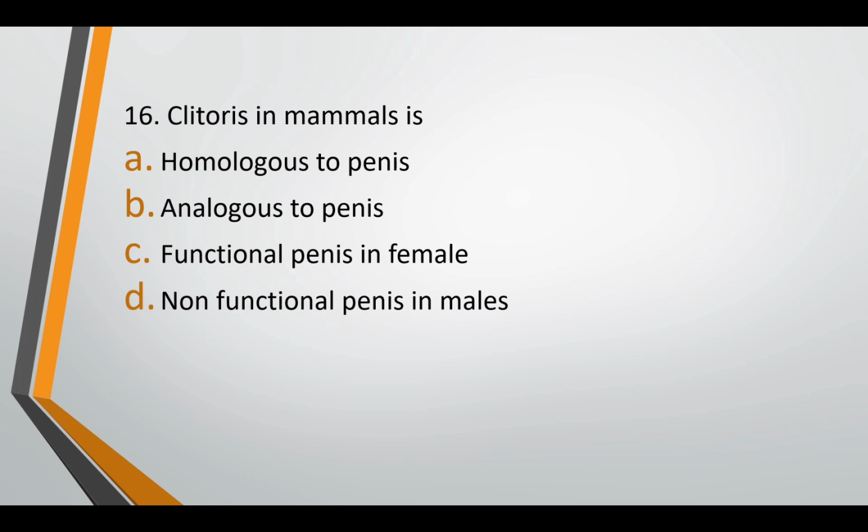Clitoris in mammals is homologous to the penis, analogous to the penis, a functional penis in females, or a non-functional penis in males. Clitoris in mammals is. Correct answer is option A. It is a homologous structure to the penis.